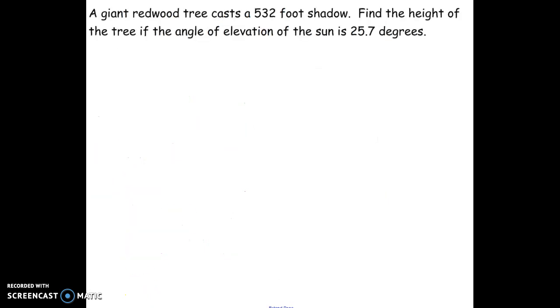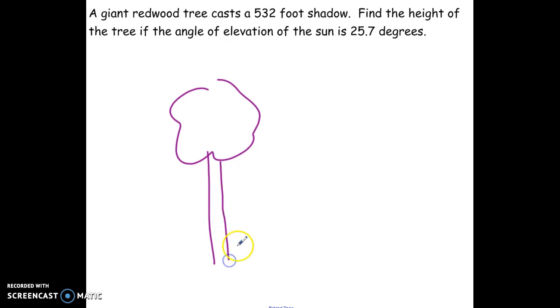Let's look at another example. A giant redwood tree casts a 532-foot shadow. So if this is my giant redwood tree, if it has a shadow, let's say if the shadow is over here, then that means that we know the sun is somewhere over here, right?